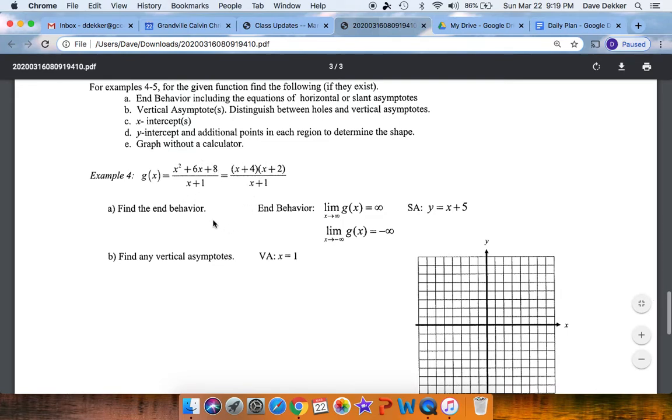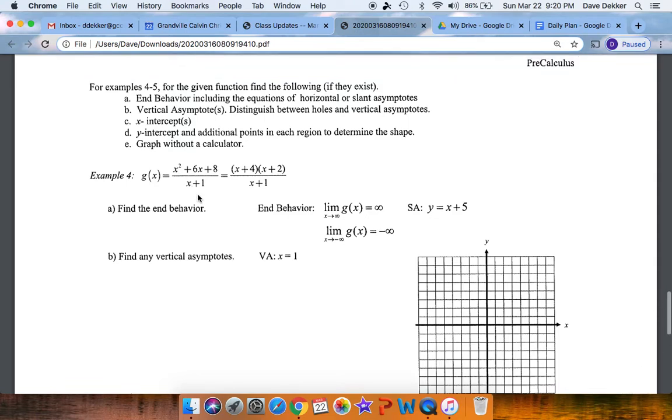Again, when we think about end behavior, we're going to take the highest degree there, which is x squared, and the highest degree here, which is x. We divide the two. We're left with just an x, and that's our end behavior model. We know what that graph does. This is saying on the right side, the y values are getting bigger, so it's increasing, and on the left side, it's going to be going down.